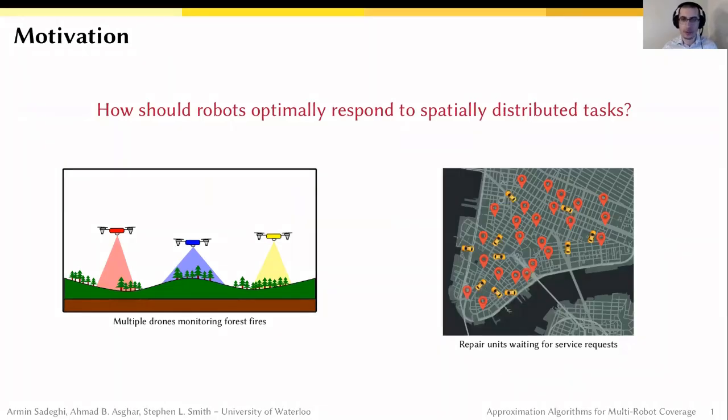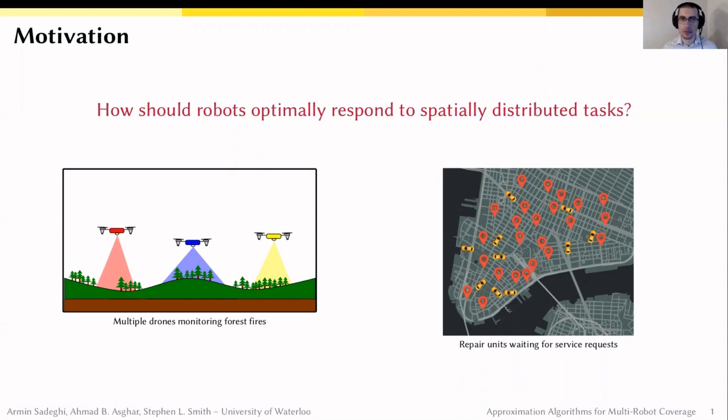The general question that we are trying to answer is: consider an environment, with events happening in the environment, or a task coming in the environment. We know the spatial distribution of the events. We have a set of robots, and the question is, what is the optimal strategy for us to distribute these robots in the environment such that we maximize the sensing quality of the robots or minimize the time to respond to the tasks that arrive in the environment.